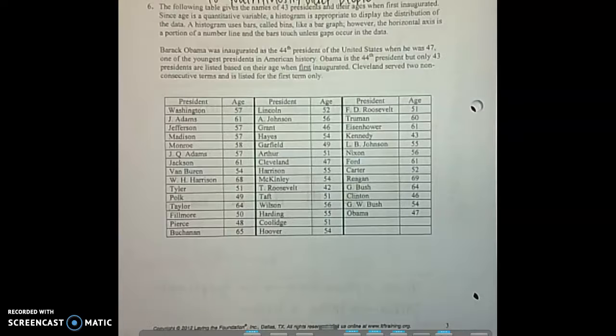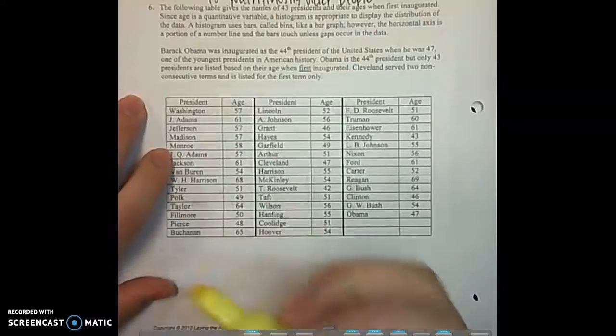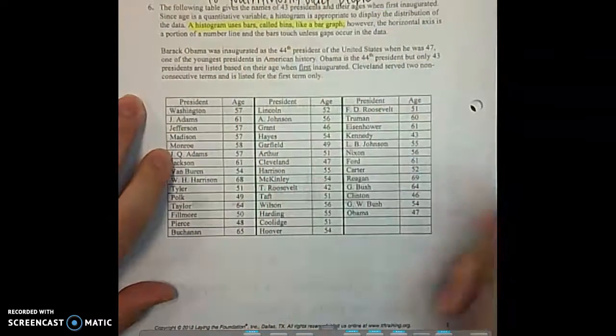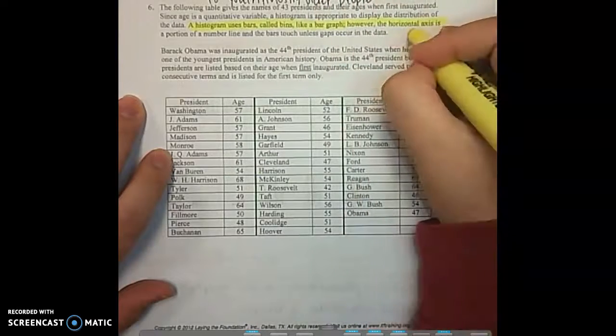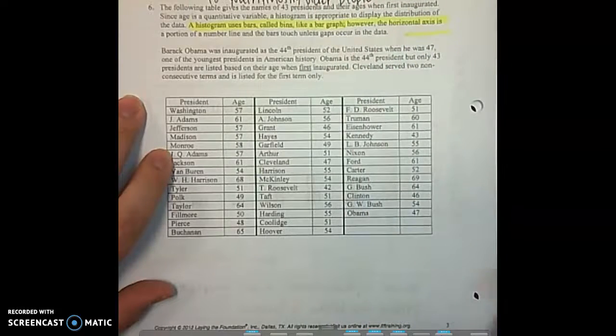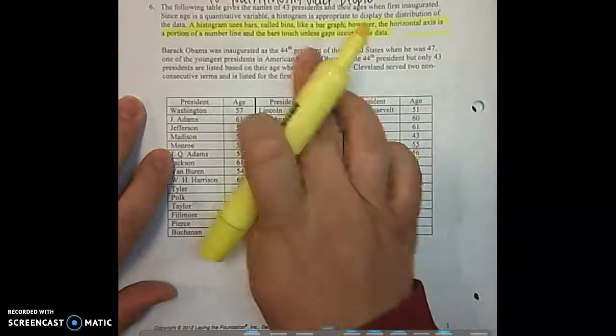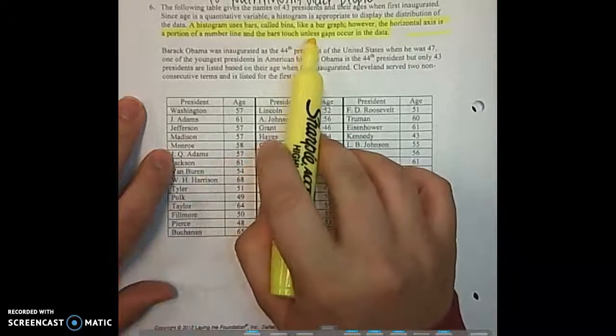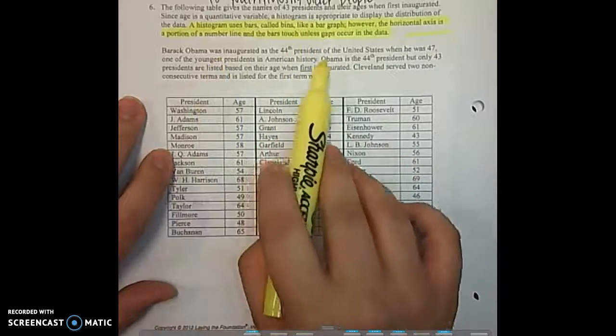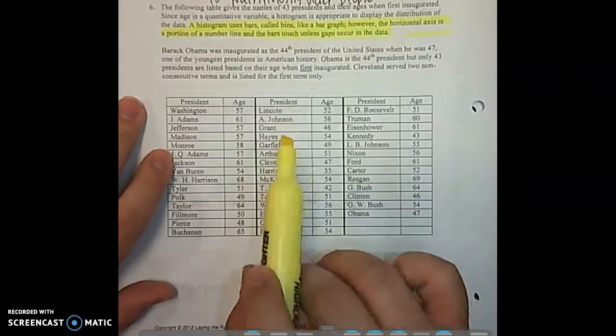A histogram uses bars like bins, like a bar graph. So a histogram is like a bar graph. However, the horizontal axis, remember that is side to side, is a portion of a number line, and the bars touch, unlike the data in a bar graph. So the only time there would be a gap in your histogram is if there's a gap in the data.